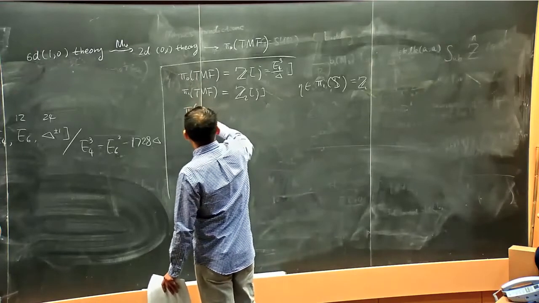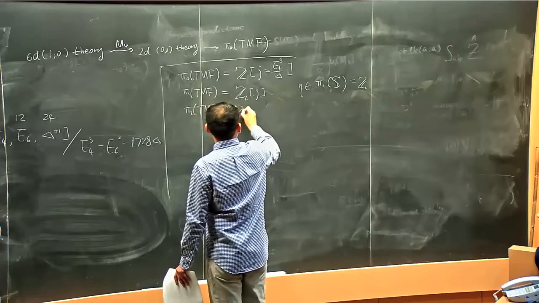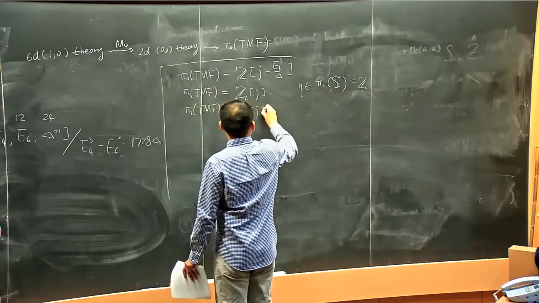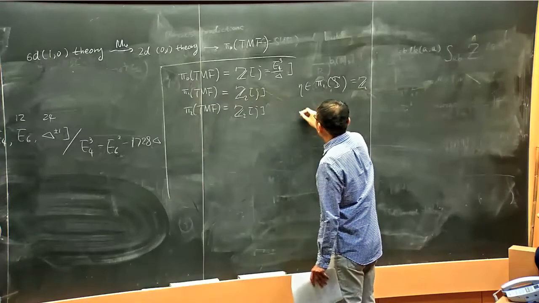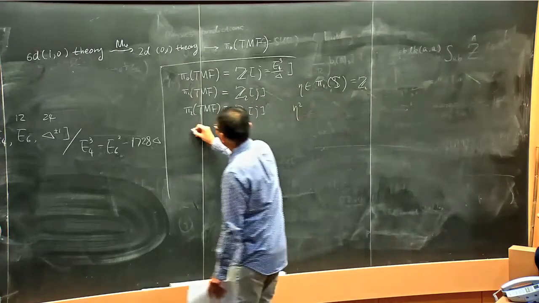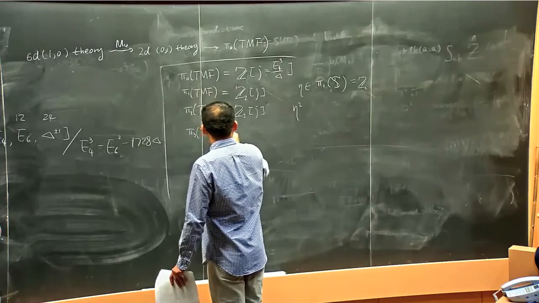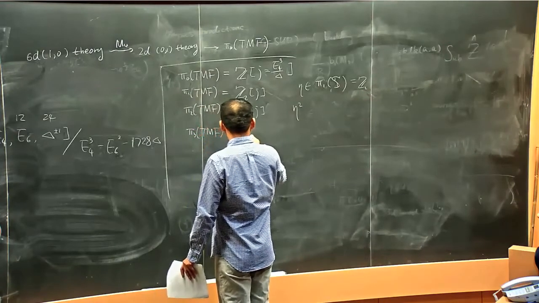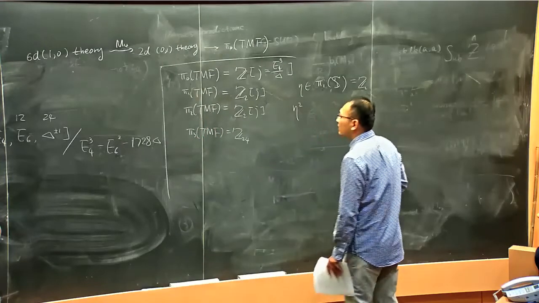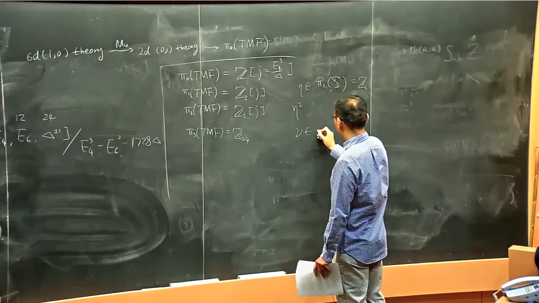Pi 2 of TMF is again Z2[J], which is generated by eta squared. Pi 3 of TMF is Z24, which is generated by another Hopf invariant that is usually referred to as nu.